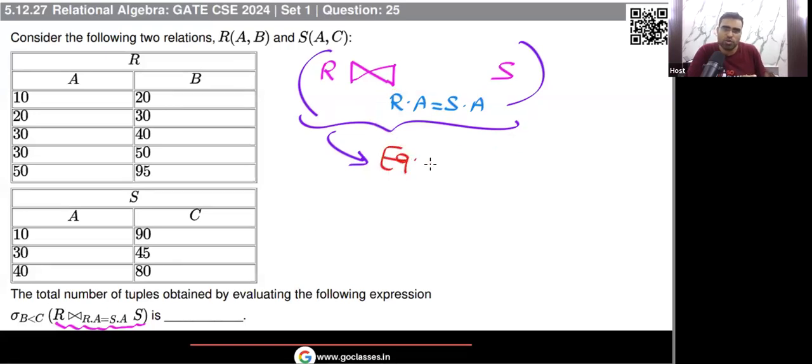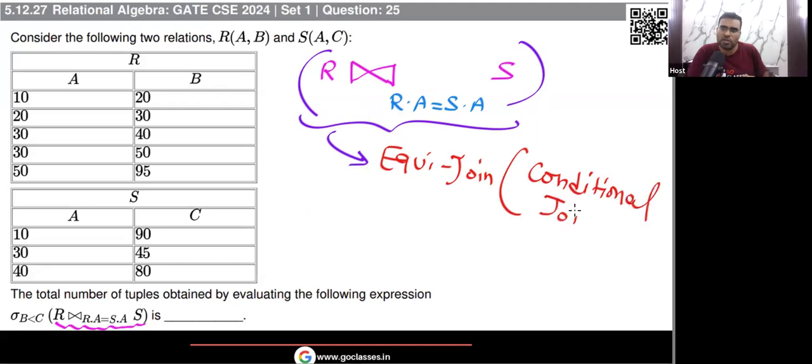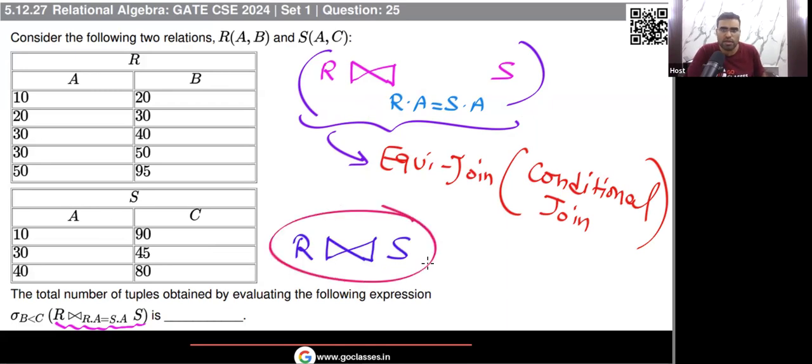Remember, this is equi join, or you can say this is your conditional join. And what will natural join be? The natural join will be without any condition. We don't write any condition when we are writing natural join. Now internally, we will check the equality of attribute A, the same thing we will do. But remember, in the natural join we don't write any condition. You can see this is the natural join symbol, and this does not come with any condition.